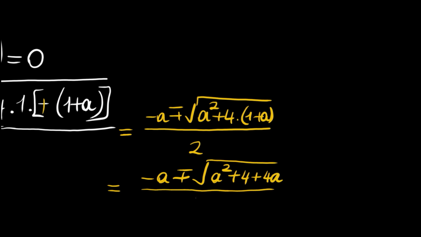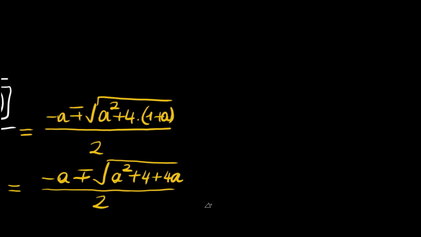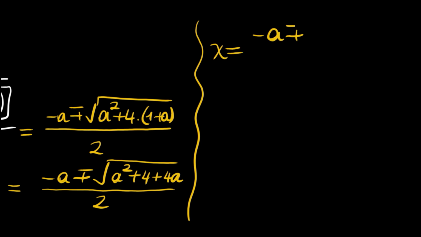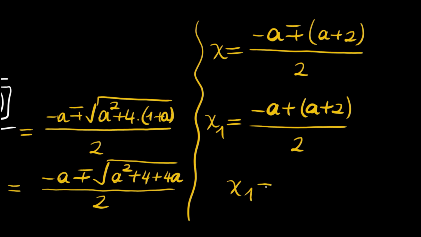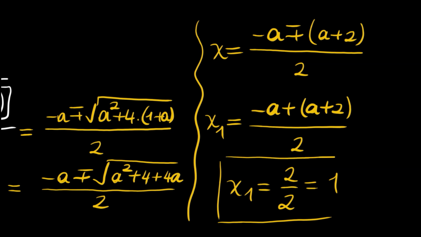Again, luckily, this is a complete square. This is the square root of (a plus 2) squared. So we have x is equal to negative a plus or minus (a plus 2). I don't put the absolute value since we already have plus or minus, divided by 2. So x1 is equal to negative a plus a plus 2, divided by 2, which is 2 divided by 2, then this is 1. We have predicted this already.